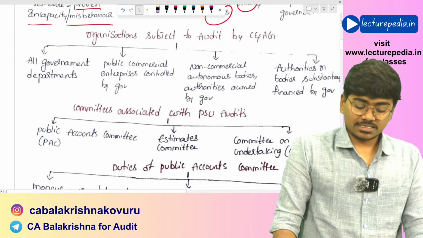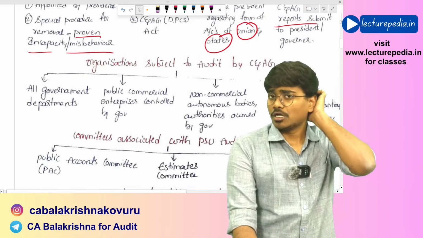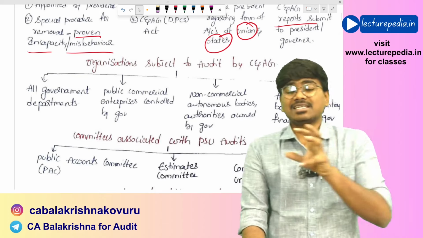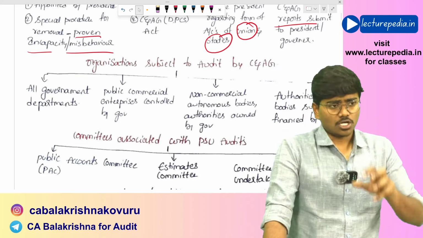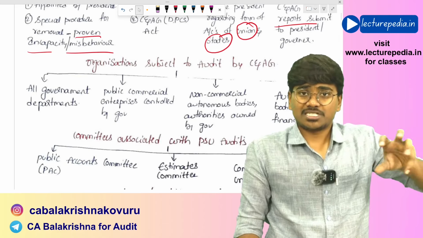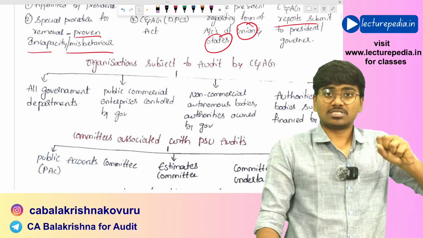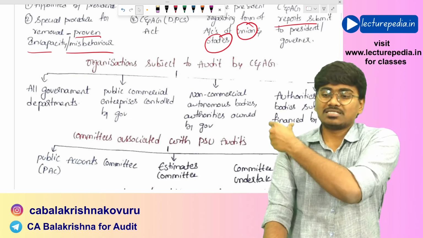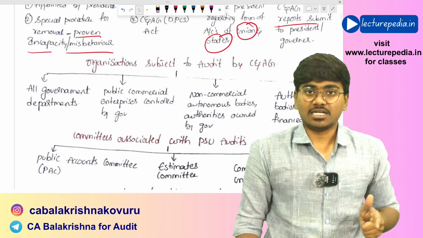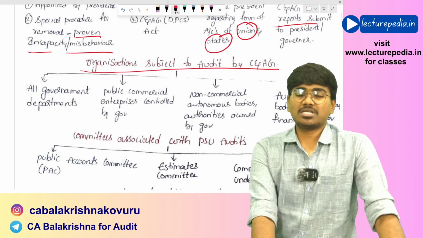Now, organizations that are subjected to audit by C&AG. We have discussed the categories of public sector undertakings. All those public sector undertakings are subjected to audit by C&AG only. Apart from those three, there is another category that is also subjected to audit by C&AG. So let us see, what are the organizations that are subjected to audit by C&AG?